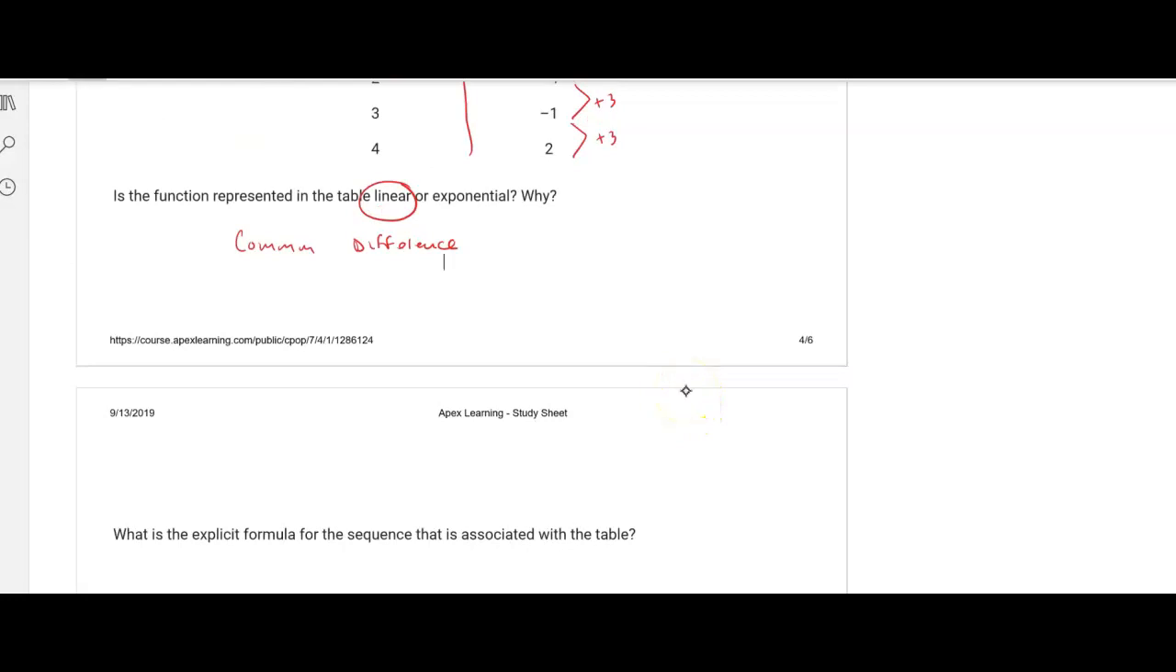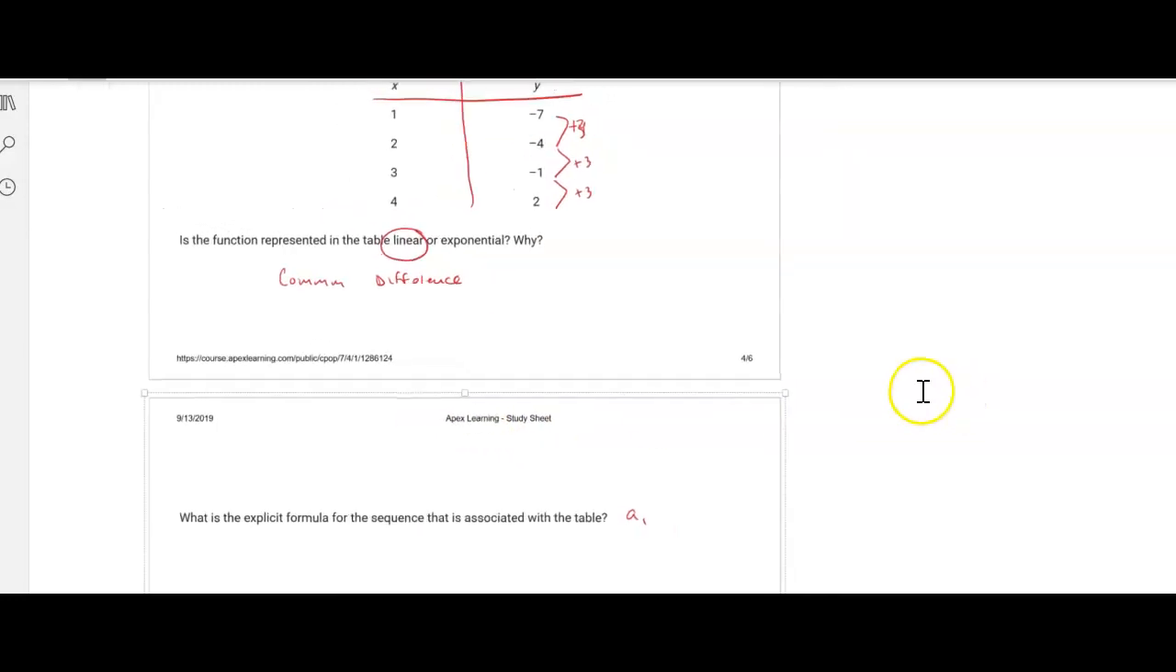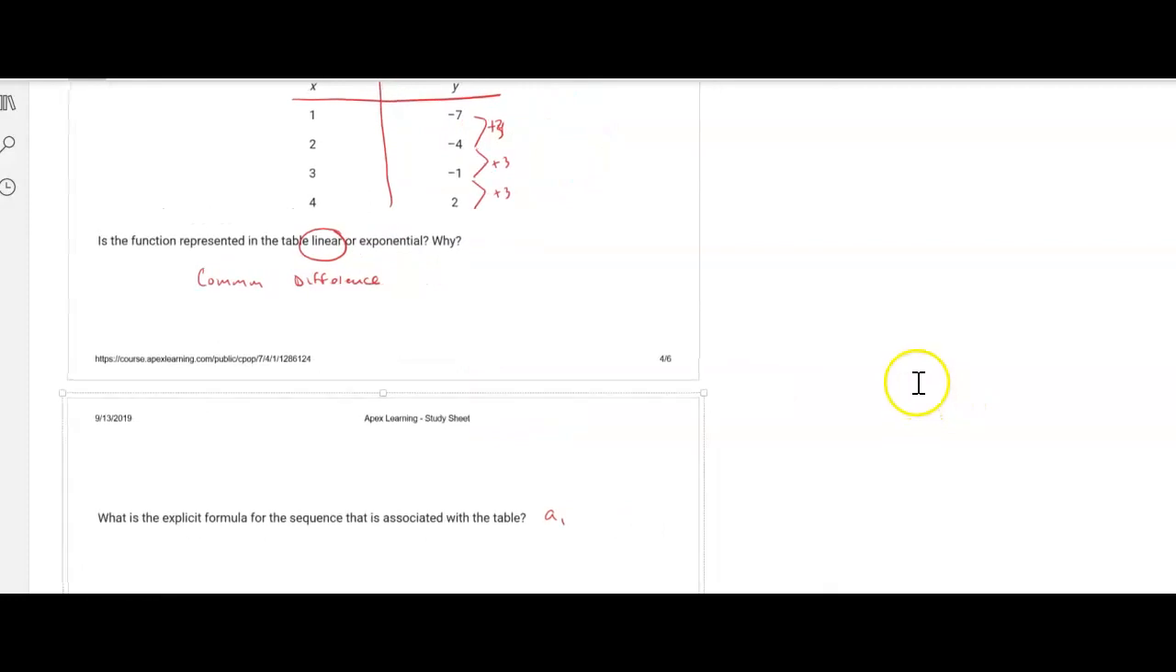So, what would the explicit rule for this be? Well, what's our initial amount here? Our a sub 1, our first term, is -7, and our common difference is 3. So we would say a sub n equals our first term plus our common difference times n minus 1.